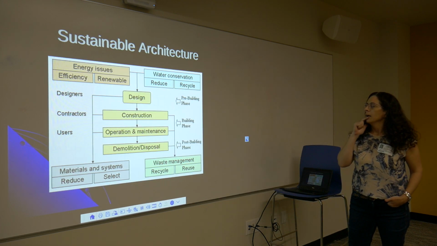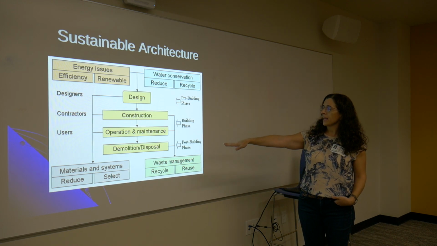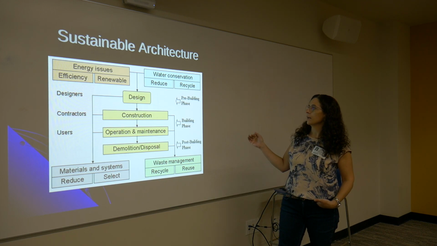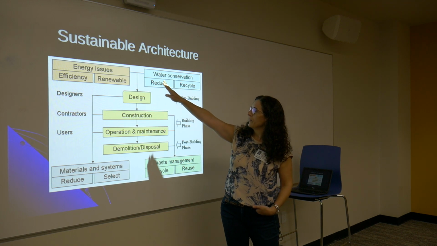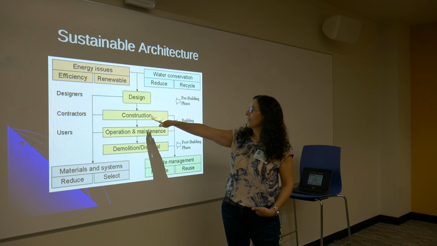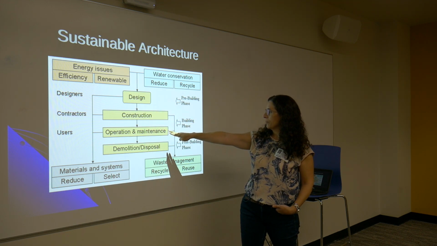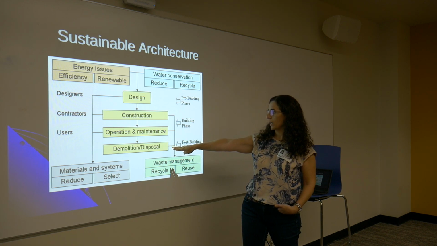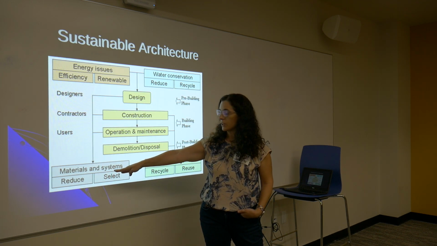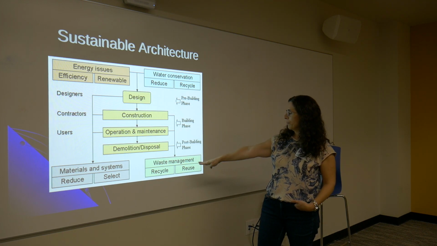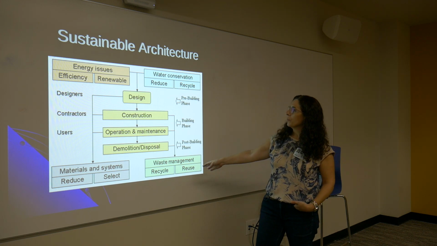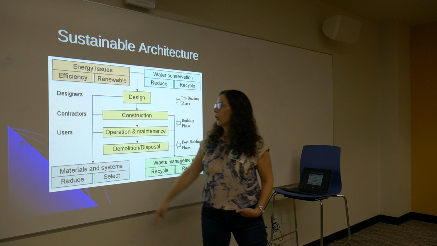Okay, sorry. So about the life cycle of the building, where every phase has to be considering sustainability. When you design the building, you have energy issues and water conservation that you have to take into account. And then during the construction, the operation and maintenance and the demolition and disposal of the building as well. And everything is related to what materials and systems you use, and how you manage the waste that you produce when you are building a building. And then everybody that is involved in those stages.